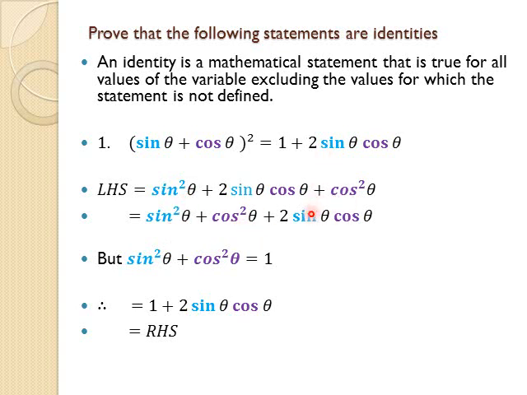That there I've left the same, so that's 2 sine theta cos theta, because that's already given on the right hand side. So you should know sine squared plus cos squared, according to the square identity, equals 1. So that becomes then 1 plus 2 sine theta cos theta. And now my left hand side is equal to my right hand side, and we have validated and proved the identity.